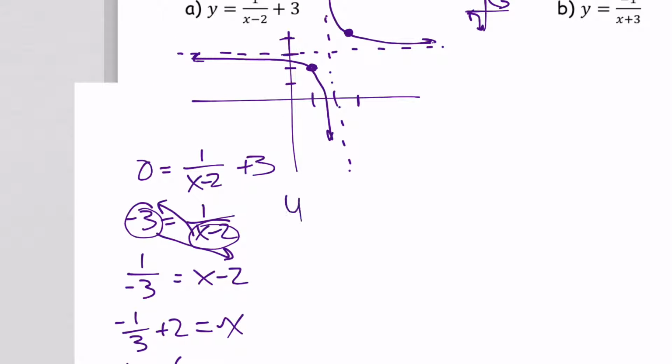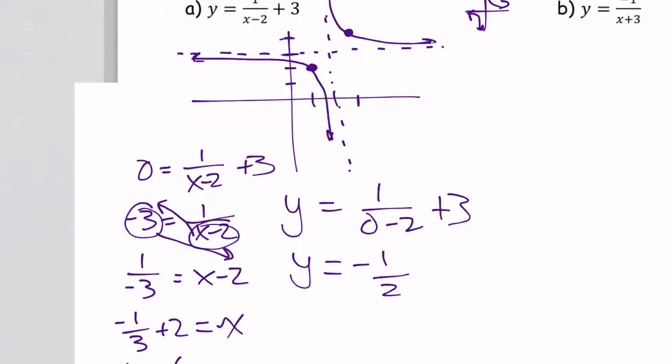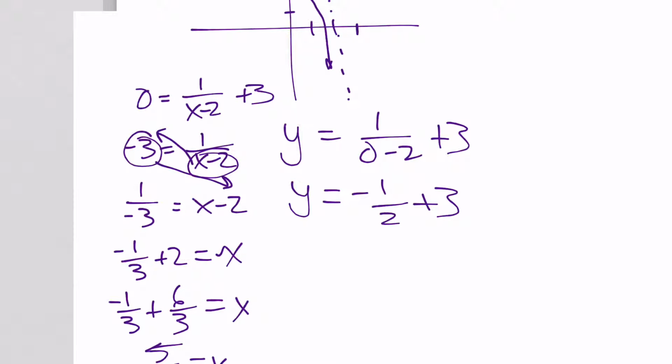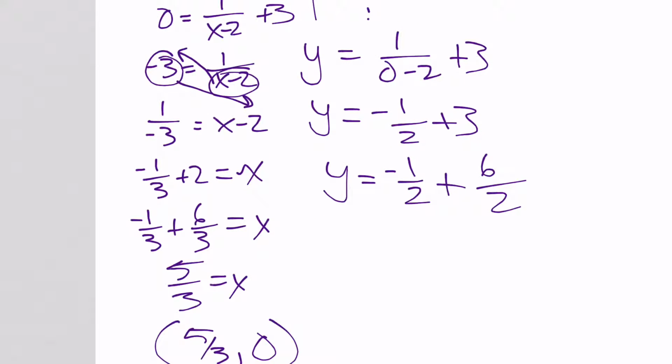Let's do the same thing with our y-intercept now. So now y equals 1 over 0 minus 2, plus 3. A y-intercept is when x is 0, so plug in 0 for x. So we get y equals 1 over negative 2, so negative 1/2 plus 3. And we can do the same thing. Y equals negative 1/2 plus 3, and in terms of halves, 3 is 6 halves.